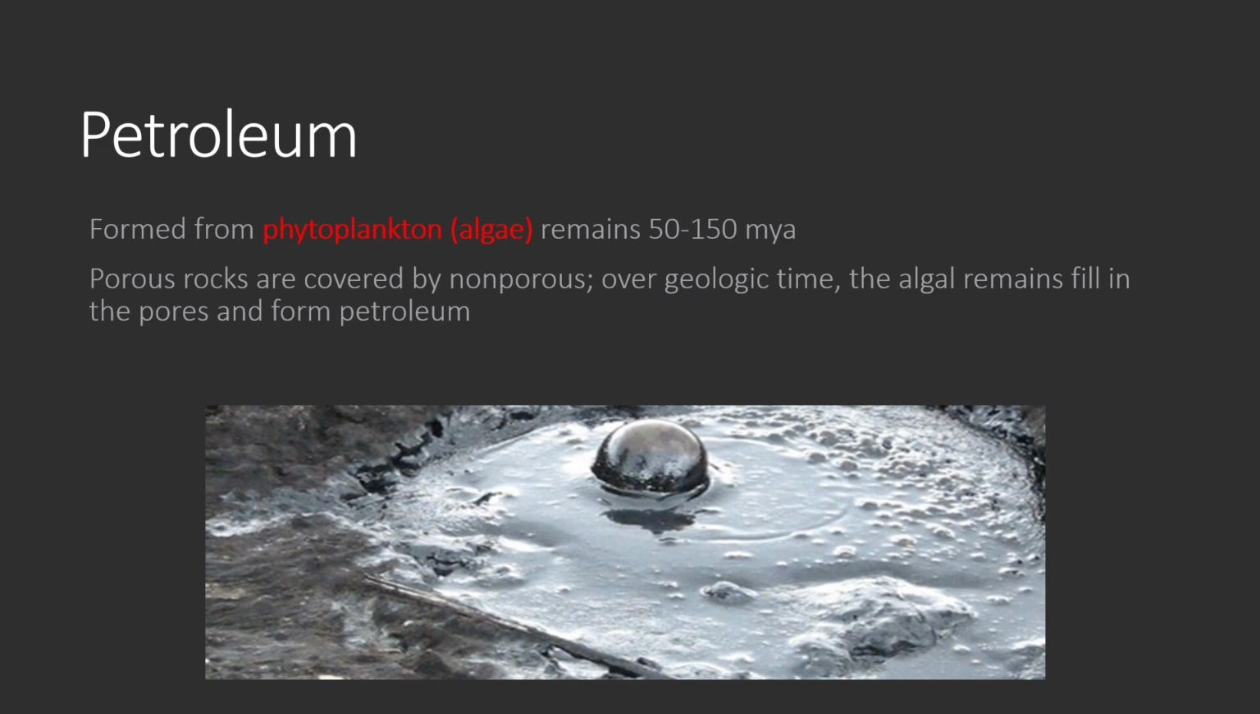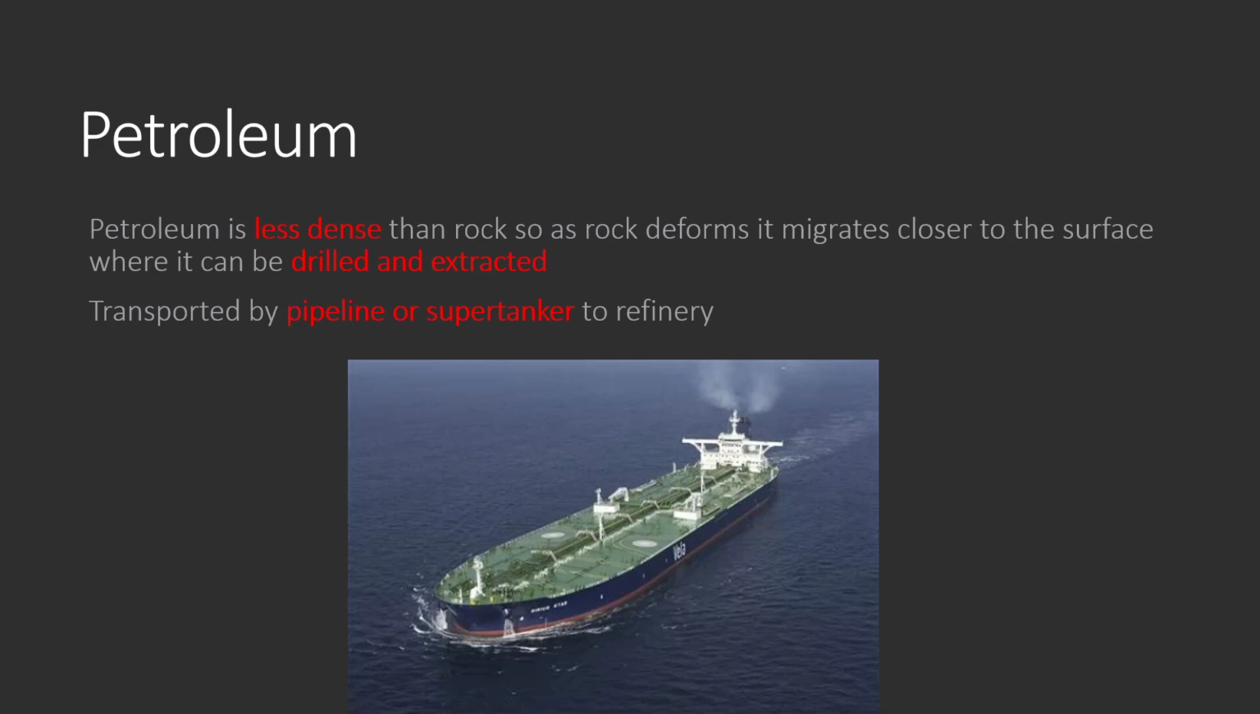Petroleum was formed by the phytoplankton algae remains, remember, in the ocean. Porous rocks are covered by non-porous, and over geologic time, the algal remains will then fill in those pores to form the petroleum. It's less dense than rock, so as the rock deforms, it migrates closer to the surface, and then it can eventually be drilled and extracted, and then we can use supertankers or pipelines to take the petroleum to refineries to turn it into more useful products.